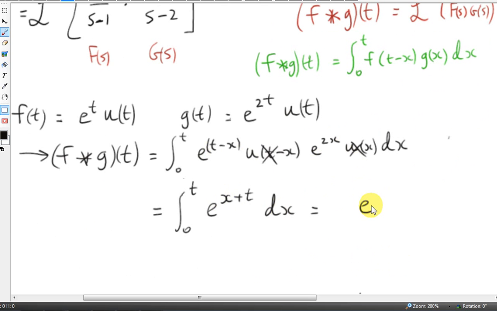We integrate e to the power of something, we get it back. But we have to divide by the coefficient of x. Well, that's just 1. So we just get e to the x plus t. So the upper limit gives us e to the t plus t. The lower limit gives us e to the t. And to make it causal, we just stick in u of t.